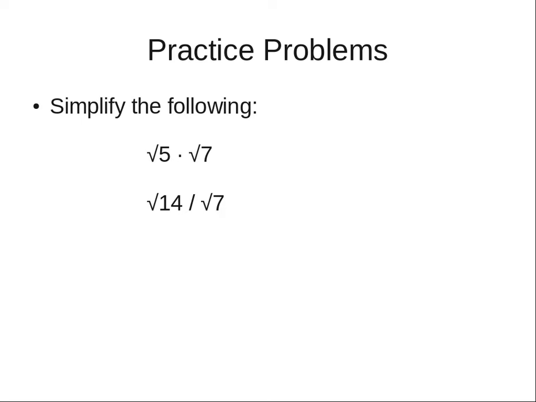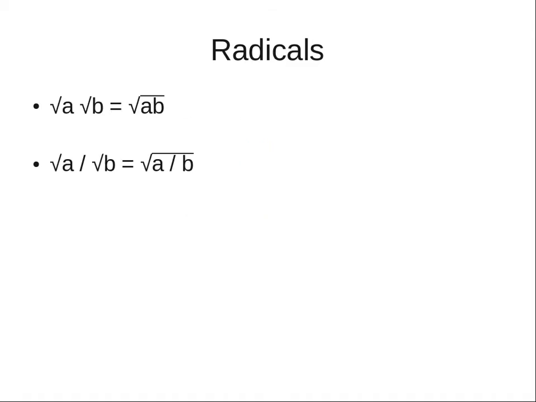Okay, as usual, I will now give you the answers. The first one simplifies to the square root of 35. The second one simplifies to the square root of 2. Discussion. Radicals. The square root of a term A multiplied by the square root of a term B is equal to the square root of the product of A and B. All right? The square root of a term A divided by the square root of a term B is equal to the square root of the quotient of A and B.